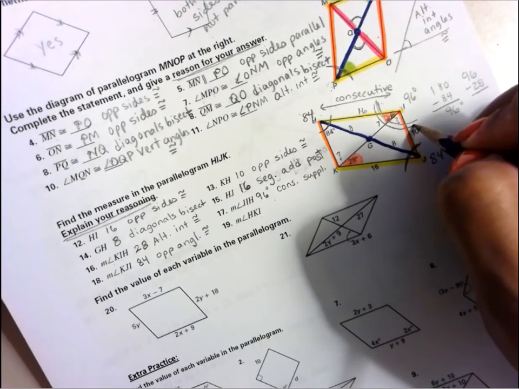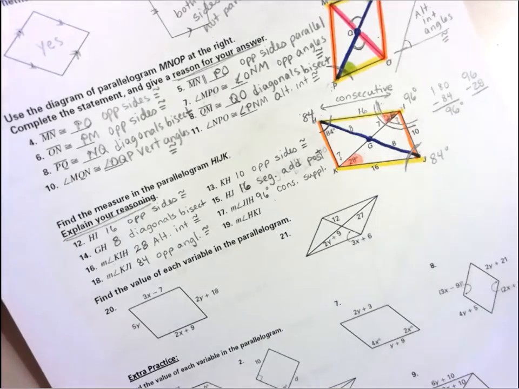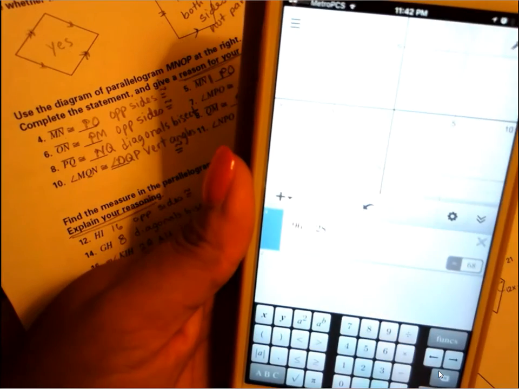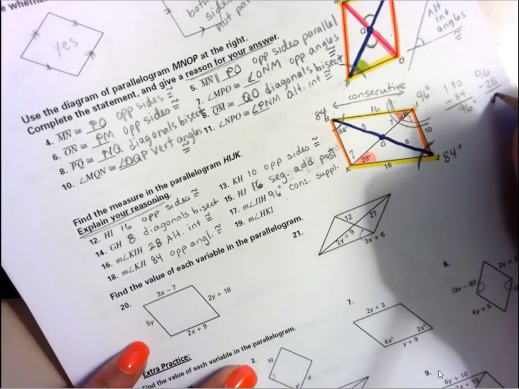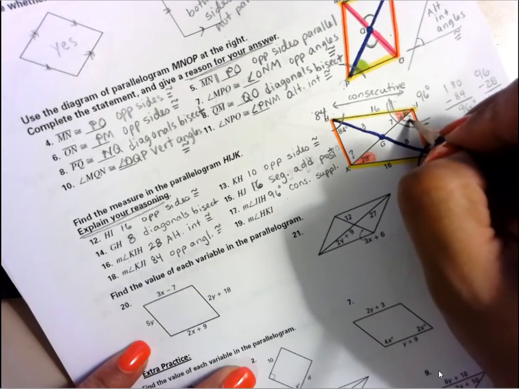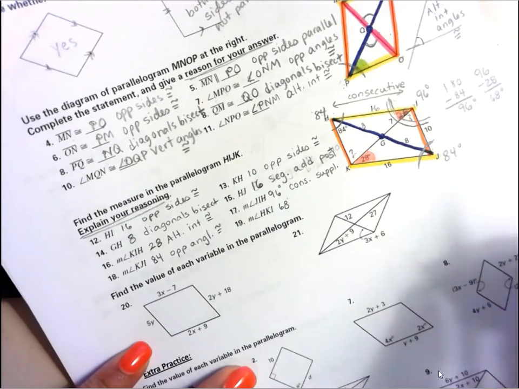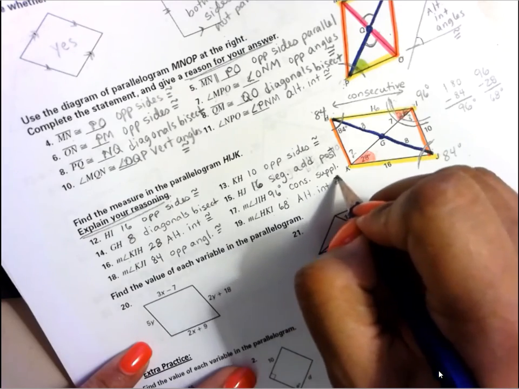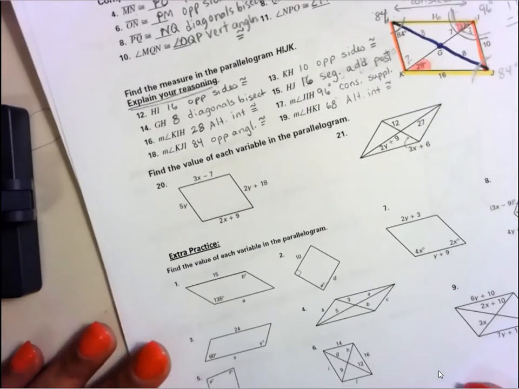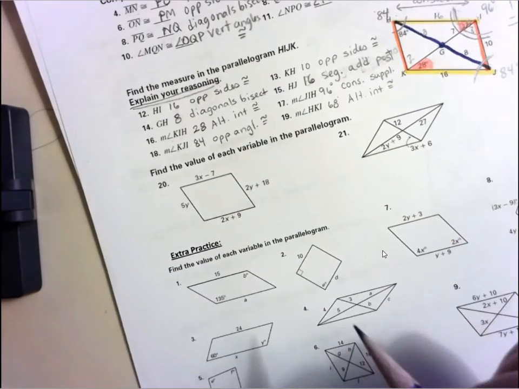The whole thing is 96. I'm going to take away the 28, and that'll give me the unknown. That gives me a 68. So that means the question mark is 68. This one is 68 as well. And it's going to be alternate interior angles are congruent. Yay, we're making progress.